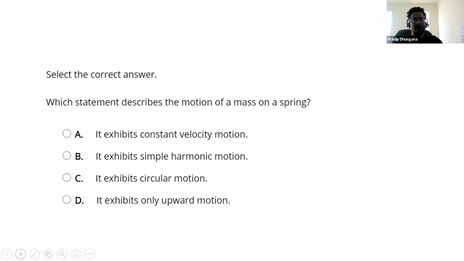This question is, which statement describes the motion of a mass on a spring? So a mass on a spring goes back and forth like that, or think like up and down. And that kind of motion, where force and displacement always act in opposite directions, and force is directly proportional to displacement, is called simple harmonic motion. I'll answer that question. So the correct choice is B. It exhibits simple harmonic motion.